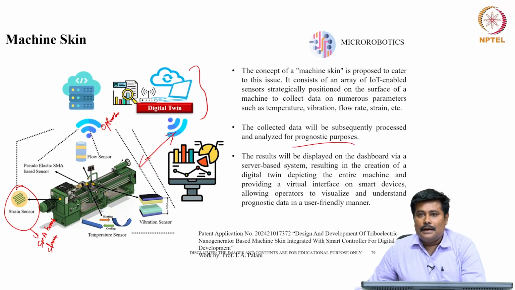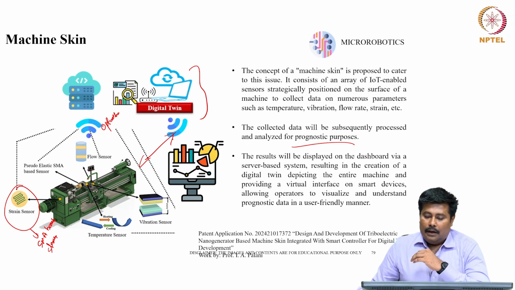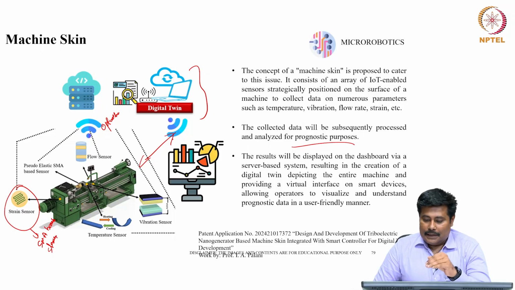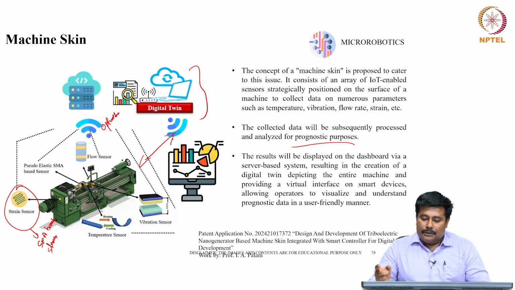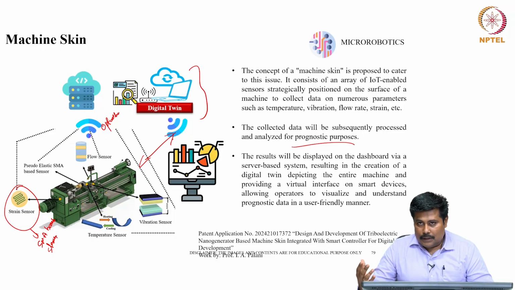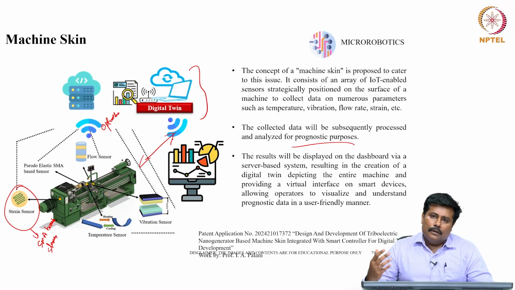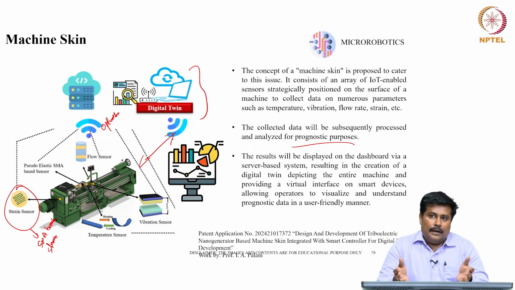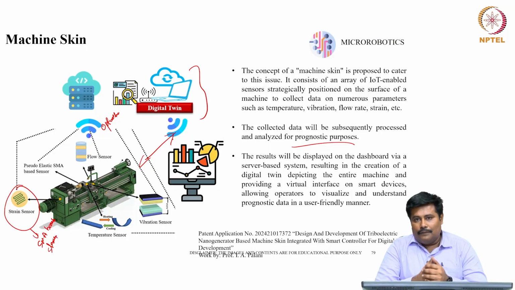The concept of machine skin is proposed to cater to this issue. It consists of an array of IoT enabled sensors strategically positioned on the surface of a machine to collect data on numerous parameters such as temperature, vibration, flow rate and strain. The collected data will be subsequently processed and analyzed for prognostic purposes, and the result will be displayed on the dashboard via a server based system, resulting in the creation of a digital twin depicting the entire machine and allowing the operator to visualize and understand the prognostic data in a user friendly manner.